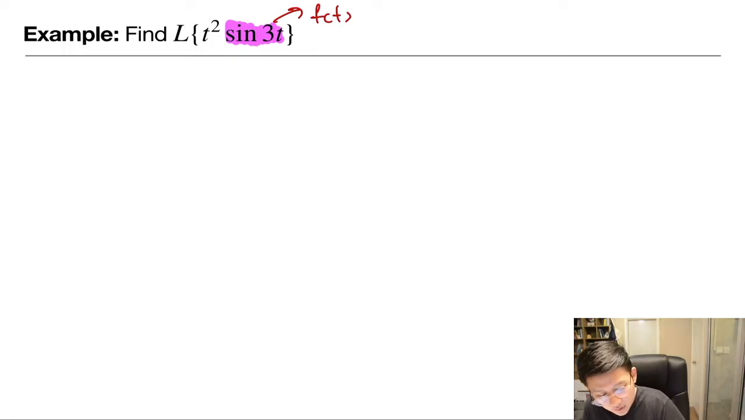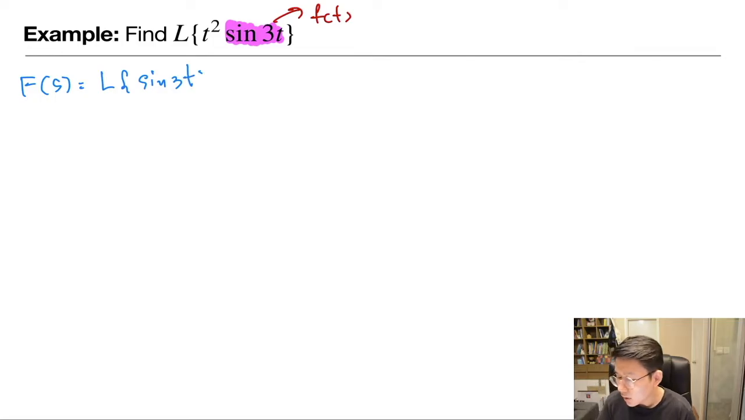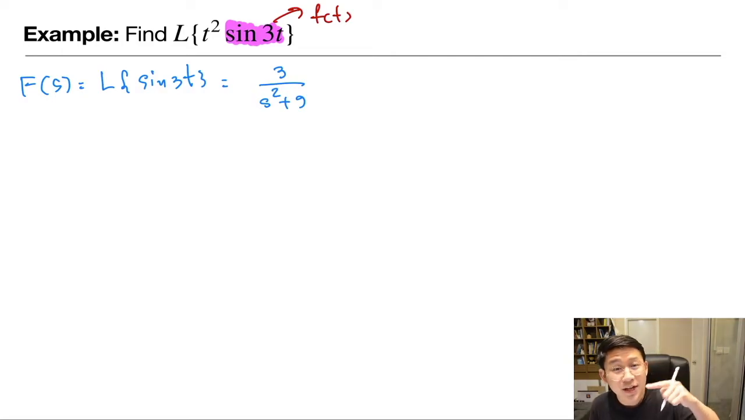So first we find F(s), which is the Laplace transform of sine 3t. What is the Laplace transform of sine 3t? It would be 3 divided by s squared plus 9. Remember, the Laplace transform of sine kt is k divided by s squared plus k squared. If you don't remember, look at the formula. You don't actually need to remember. There's a formula.